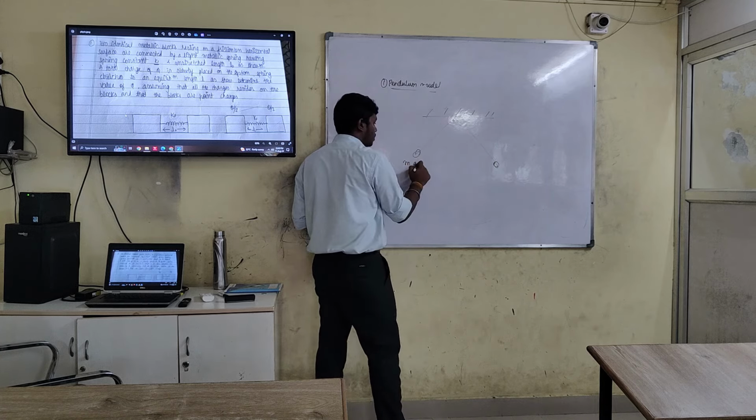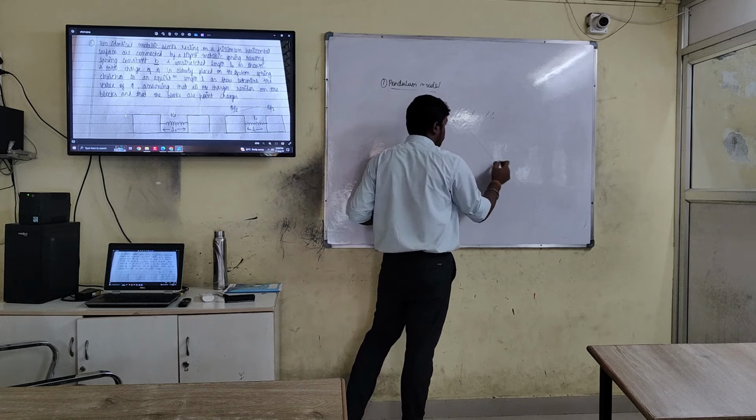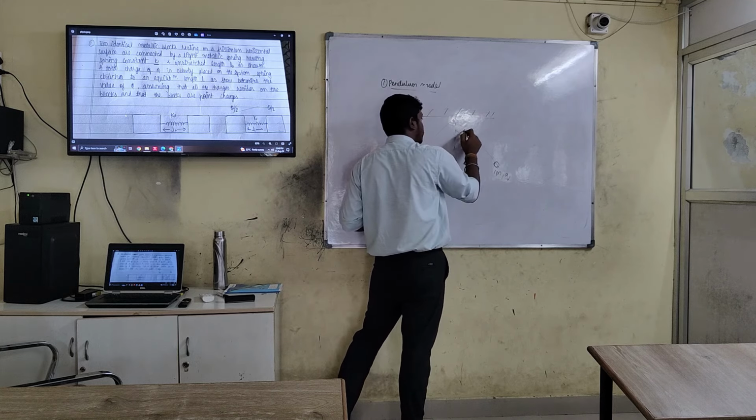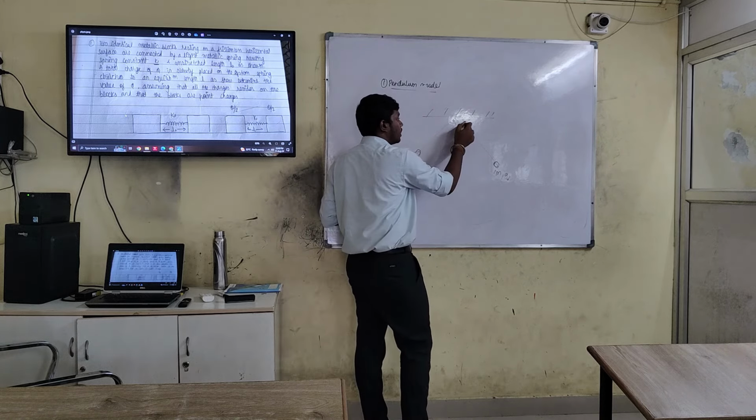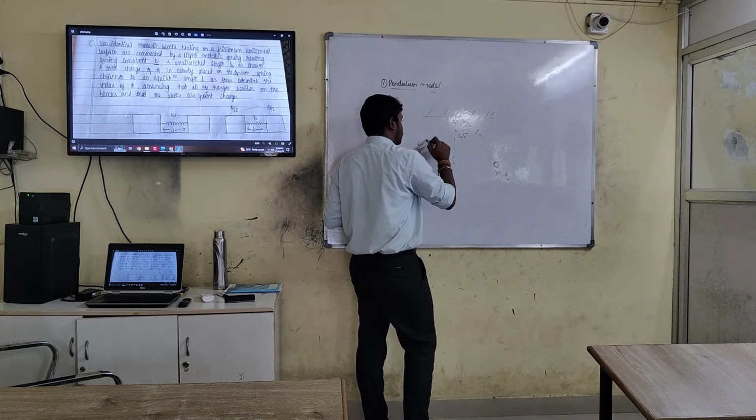So mass m, charge q, mass m, charge q. They exist in equilibrium with an angle of 45 degrees. With an angle of 45. The length of the string is L. This is also 45 degrees.